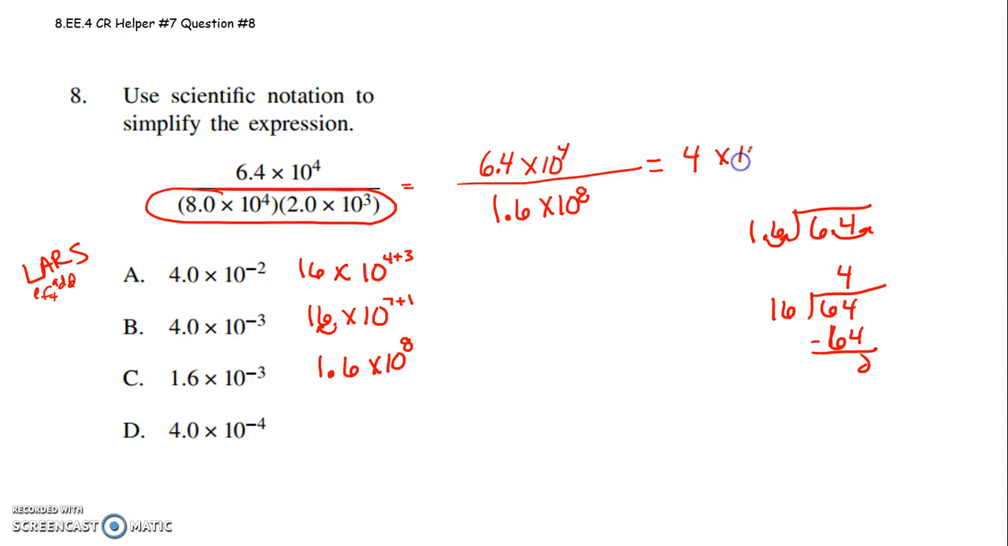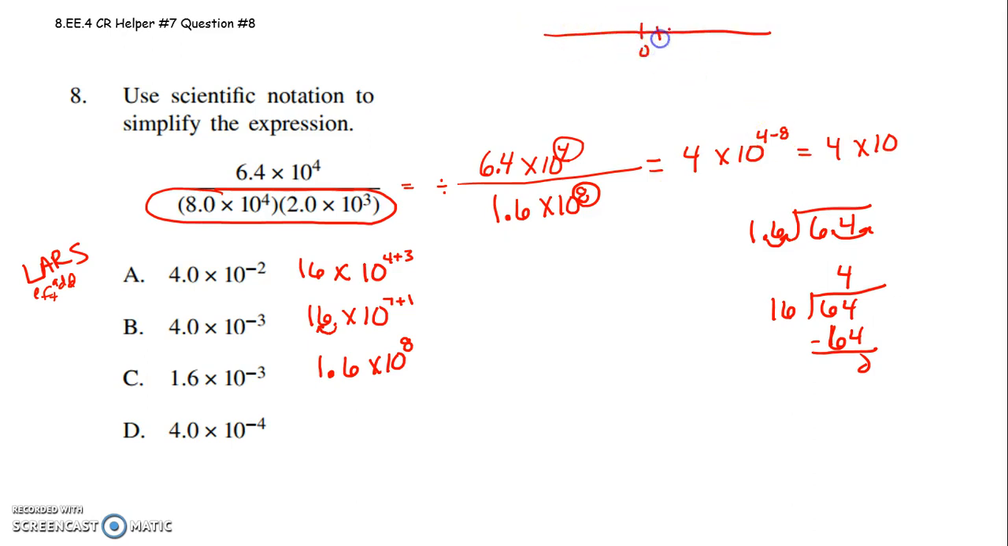Then it'll be times 10 to the, well, when we're dividing with the same base, we keep our base, but now we go ahead and subtract our exponents. Dividing with the same base, keep your base, and subtract your exponents. So you do 4 minus 8. So my answer is 4 times 10 to the, what's 4 minus 8?